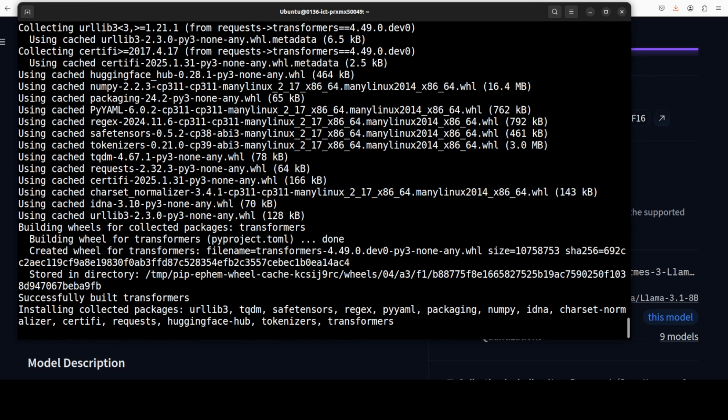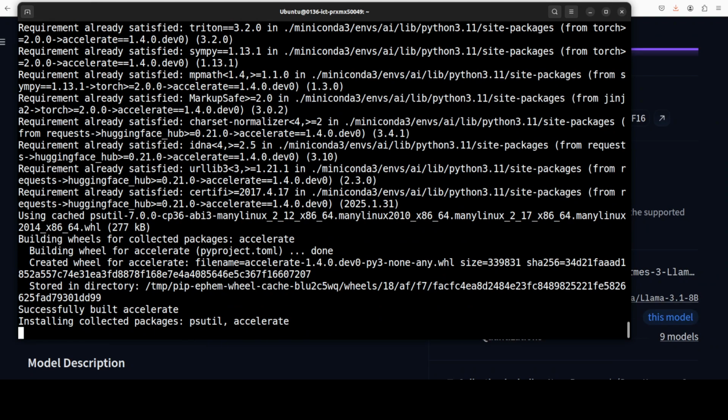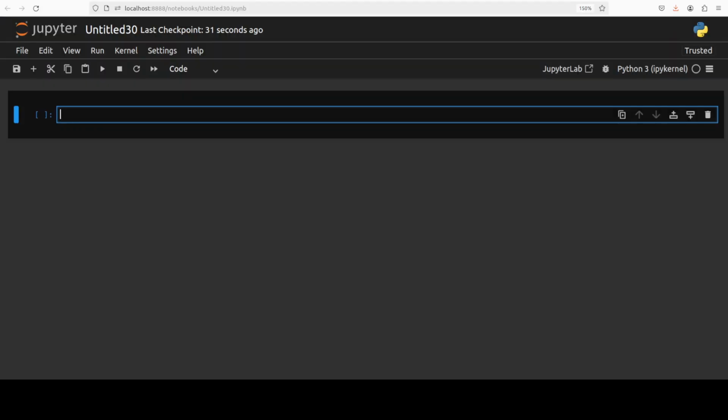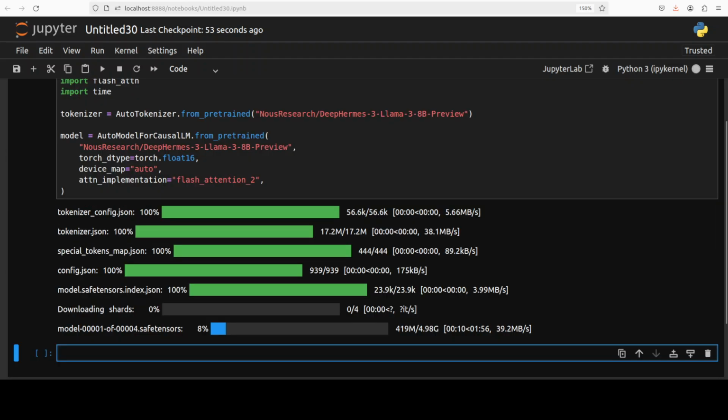Okay, still installing, it should be done any second now, it's towards the end. And then I'm just going to launch my Jupyter Notebook. So let me launch my Jupyter Notebook. And now let's download our model. And the model is being downloaded.